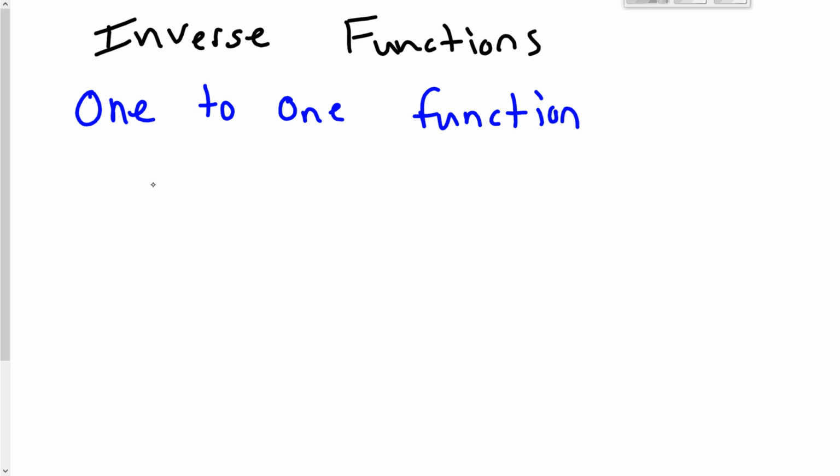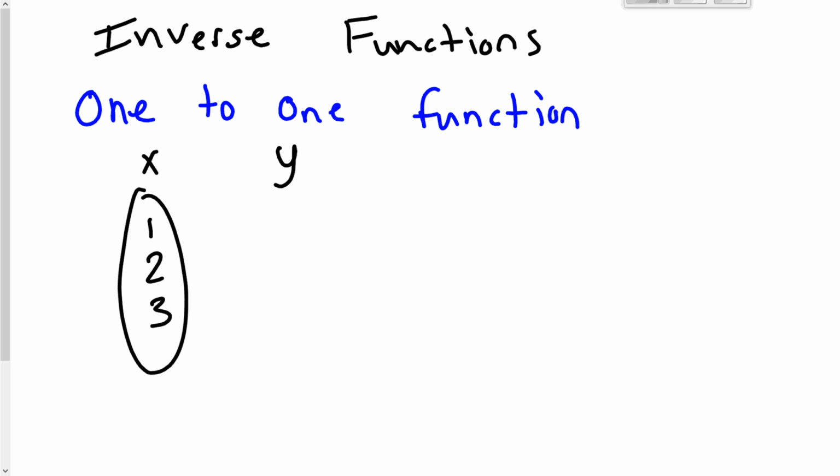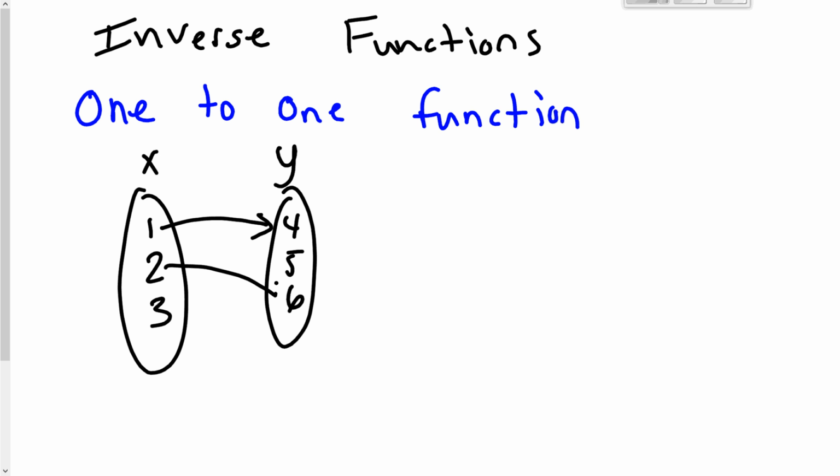So if we list a number of x's, 1, 2, 3, that's our domain, our x's, and here's our range. We're going to map our x's to our y's. So 4, 5, 6. For every x, to be a function, every x goes to 1 y. So every x goes to 1 y. That's a function.